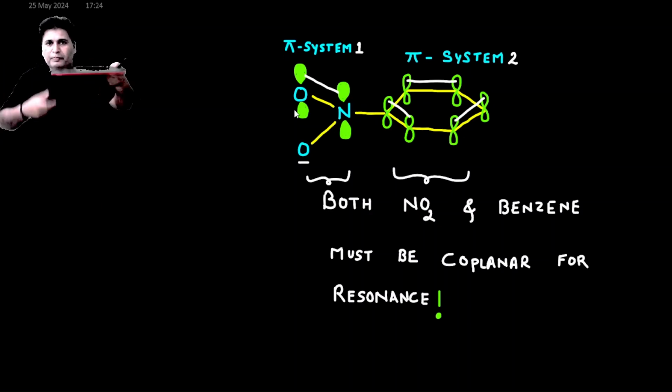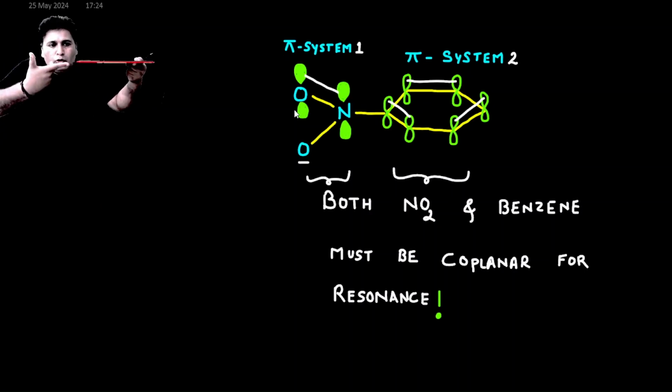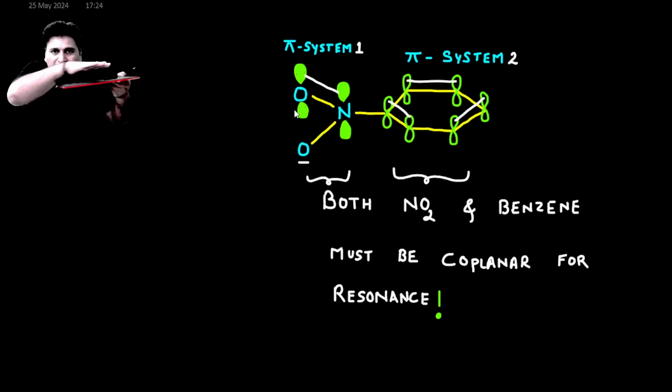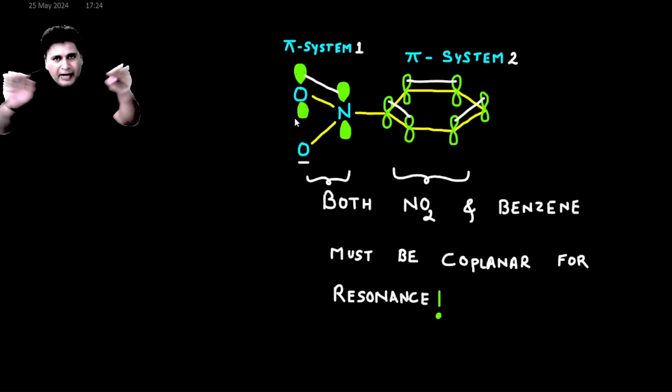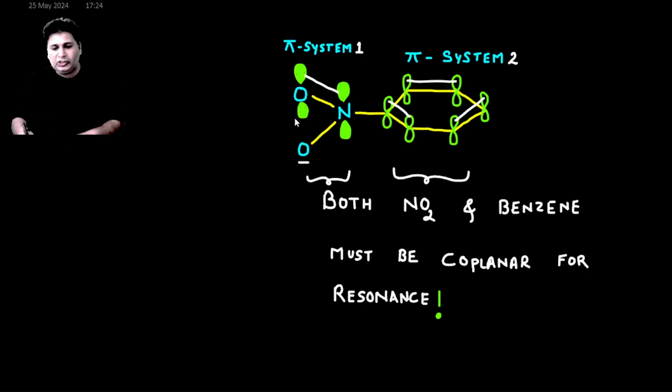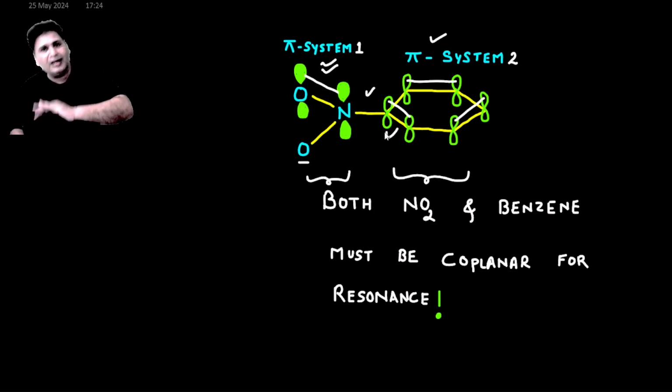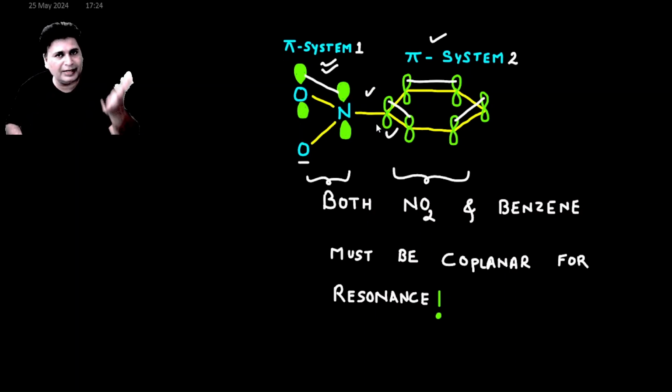If this is the plane of the benzene ring, the NO2 and the benzene ring must be coplanar, and as they remain coplanar, what happens? The pi system of the NO2 group remains parallel to the pi system of the benzene ring, and then there is a conjugation: double, single, double, single, double, and you can make the resonating structures.